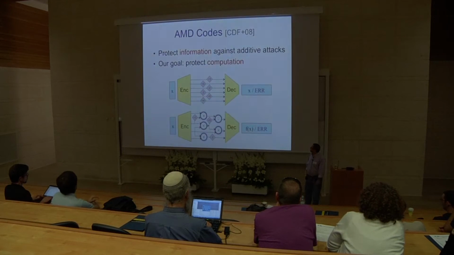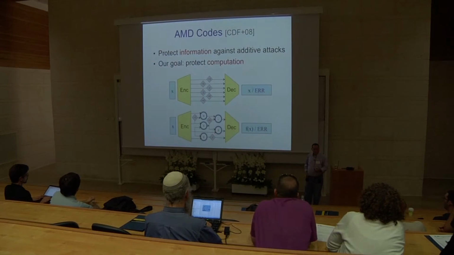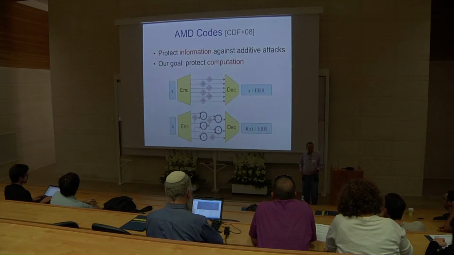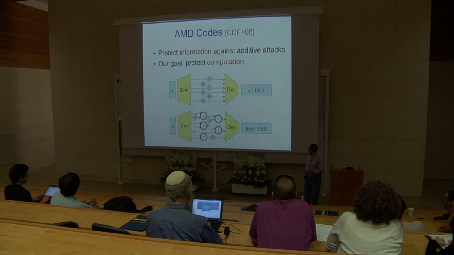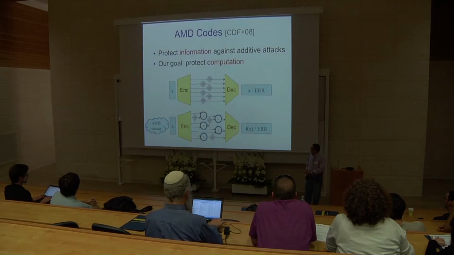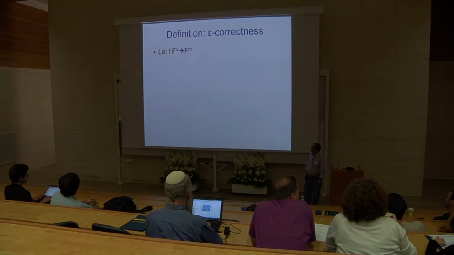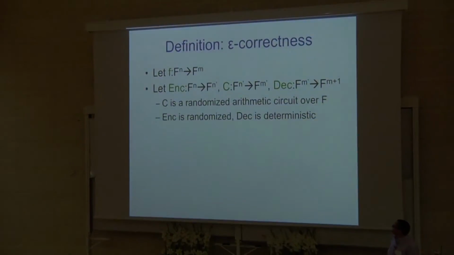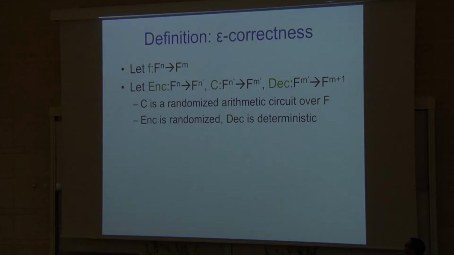Okay, and what we want can be viewed as an analog of AMD codes, which we refer to as AMD circuits. So instead of protecting information against additive attack, our goal is to protect computation against additive attacks. Okay, and that's the name I'll use, AMD circuits. So let me be a bit more formal. Again, we consider a function that maps n field elements to m field elements. We have an encoder which can be randomized or has to be randomized. We have a randomized circuit C, which is an arithmetic circuit over the field, and we have a deterministic decoder.